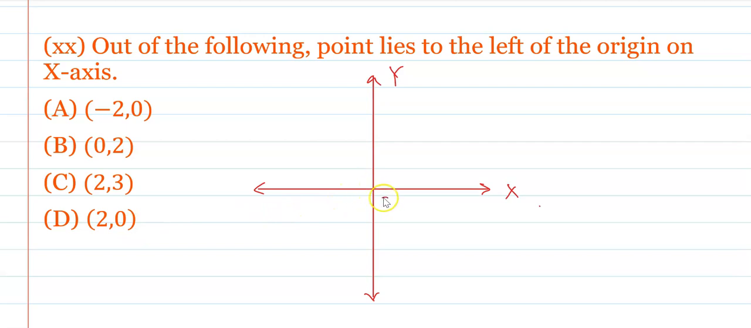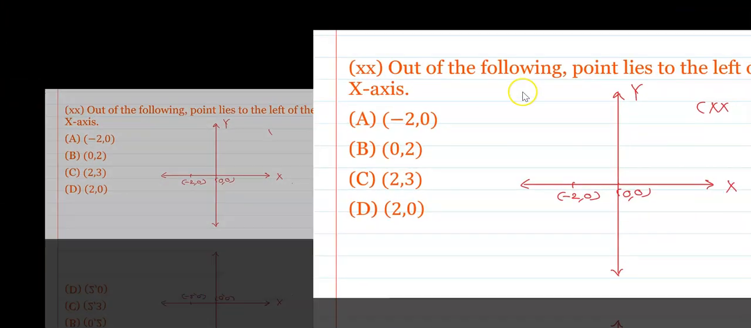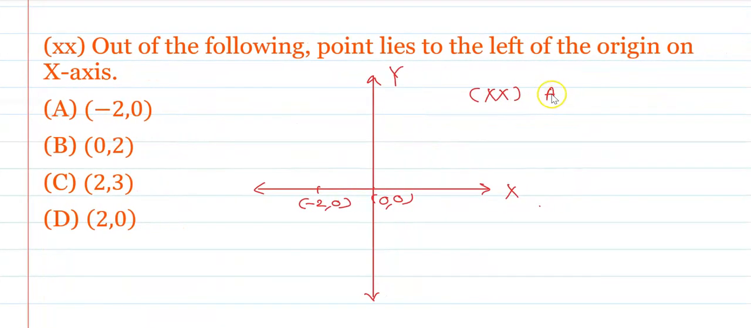हा इथे origin असणार आहे. Okay. This is the origin. Left of the origin. मग left of the origin कुठला असू शकतो (-2, 0). And hence, here is that point (-2, 0). Therefore, out of the following, the point that lies to the left of the origin is (-2, 0). And therefore, the answer for this is A. Okay. Now the next question.